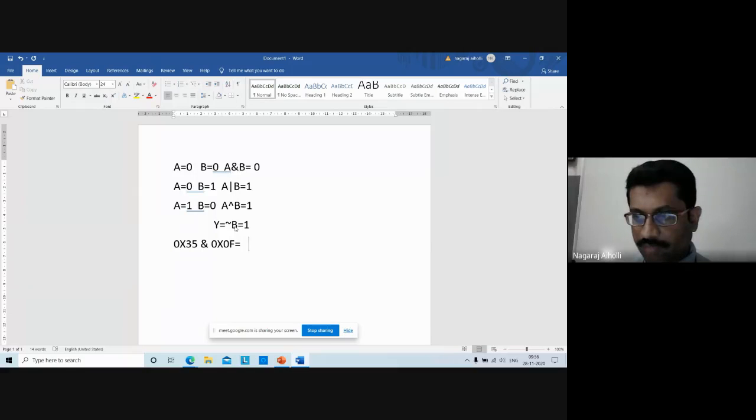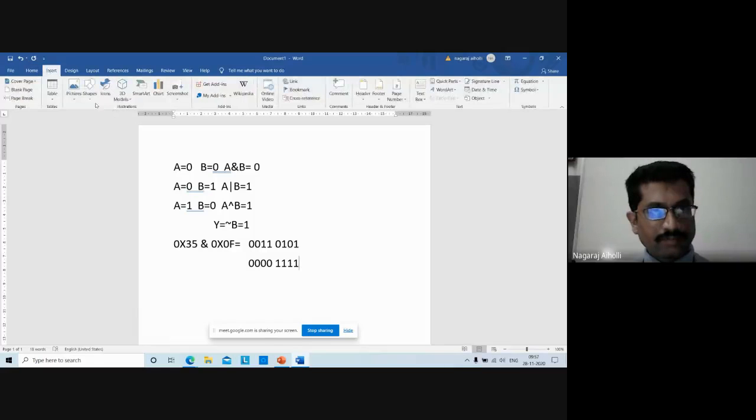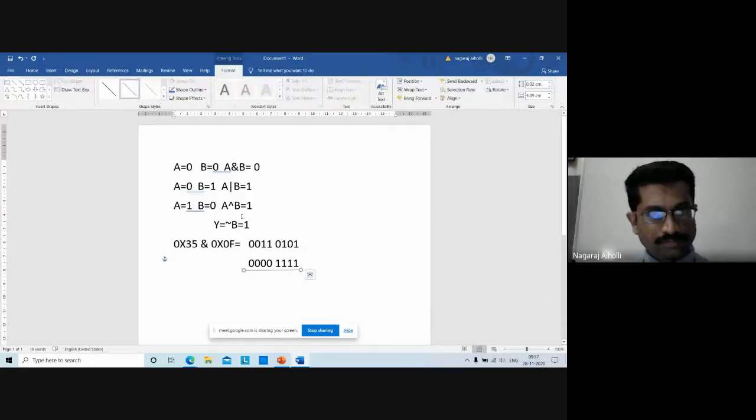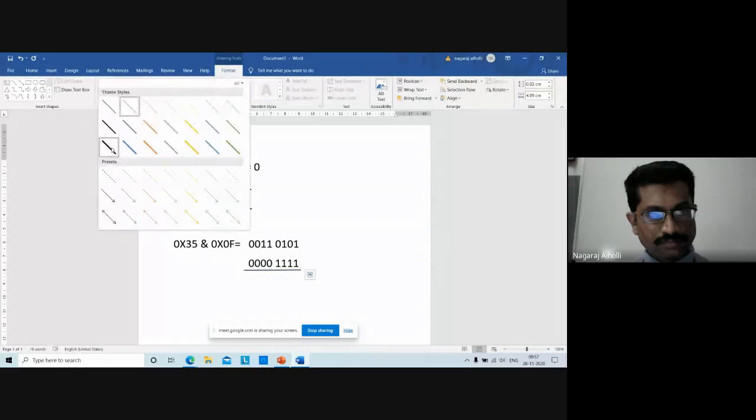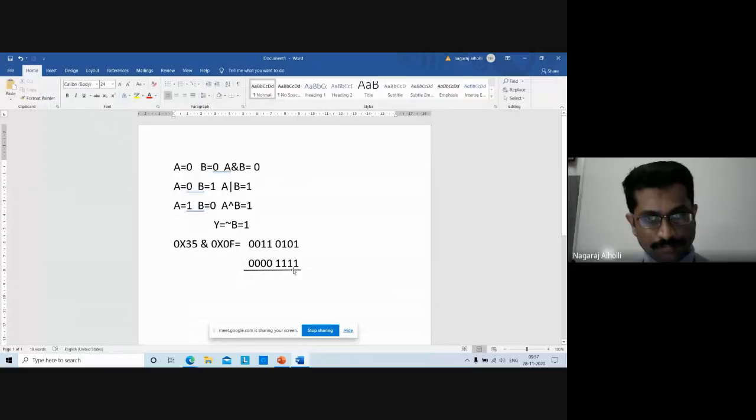0x35, how will you write it? 3 is 0, 0, 1, 1. Then 5 is 0, 1, 0, 1. Next 0x0f: 0 is 0, 0, 0, 0. Then f is 1, 1, 1, 1. Perform logical AND of these two values. Tell me how much you are getting. What is the answer here? How much are you getting? 0, 5. Let us see.